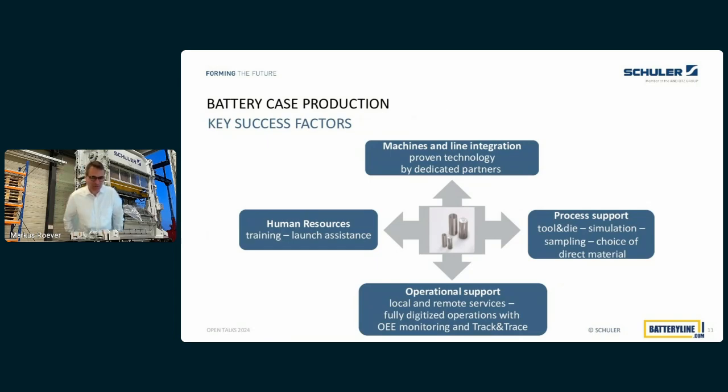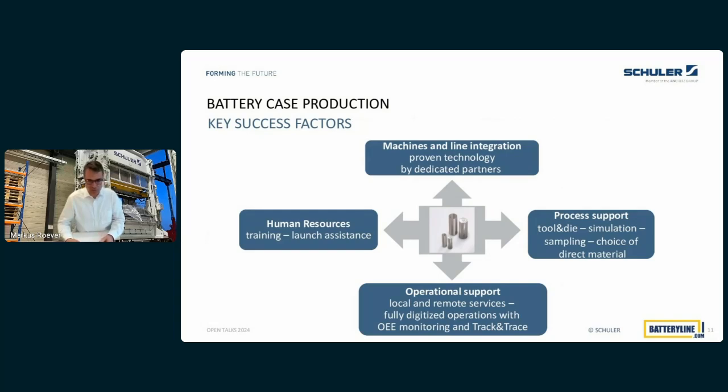Just as a wrap up, what are the factors which are the input for efficient production? You have for sure the machines and the line integration. You need these dedicated partners. You need the part from the human resources. As I said, you usually have new production facilities, also new people. They do not have the experience, so you need training, launch systems, and so on.